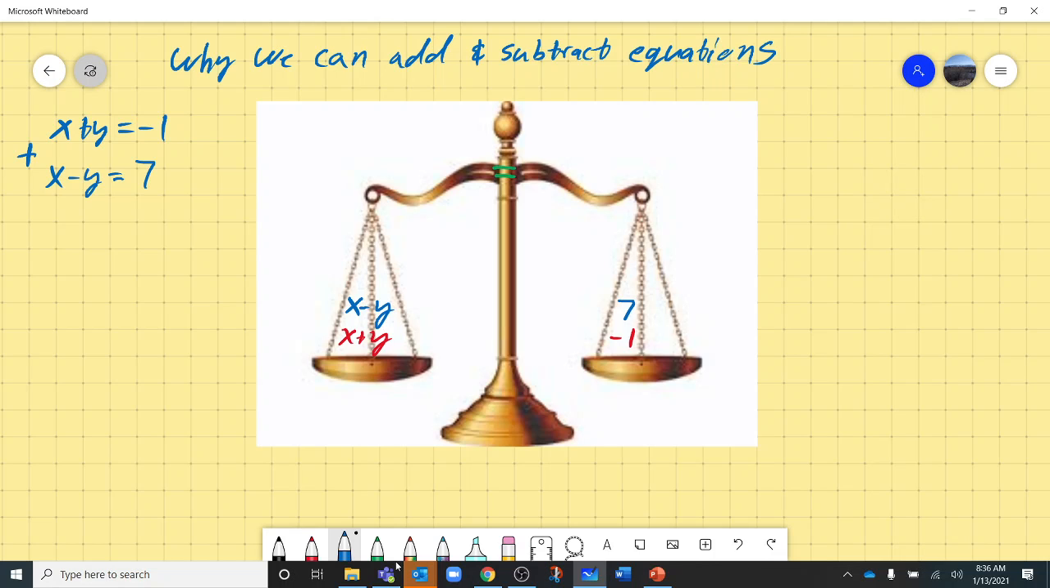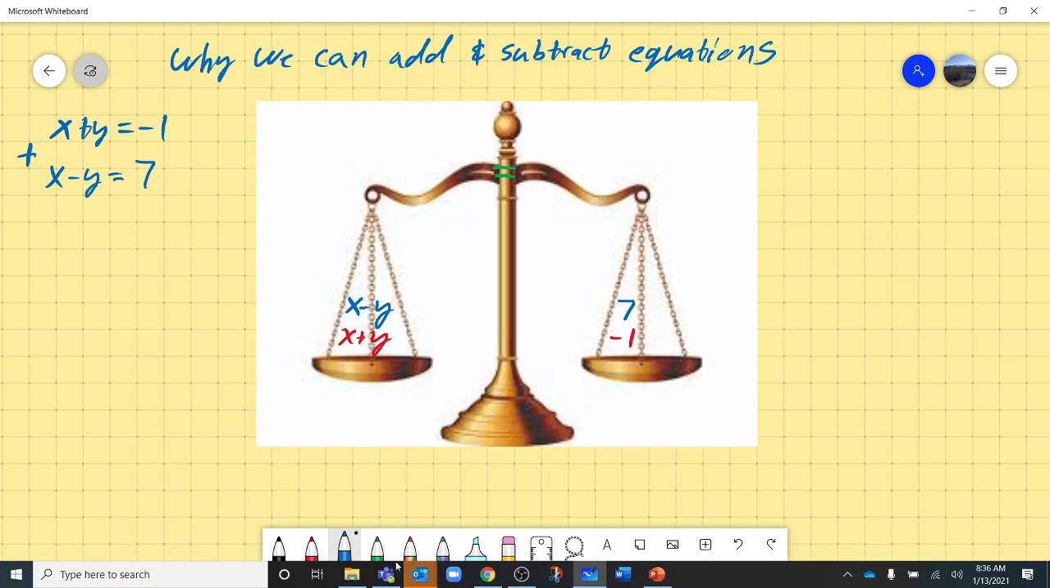If we're adding something to the left-hand side, in order to keep the scale balanced, because we can do anything we want to equations, we just have to make sure that the scale stays balanced. So if I'm adding an x minus y to the left-hand side, I have to add an x minus y to the right-hand side. But it doesn't have to look like x minus y, it just has to be equivalent to it. Think like you have an 8-pound weight and an 8-pound bowling ball. They weigh the same, so if you put one on each side of the scale, it's going to keep the scale balanced. Even though they don't look the same, it's the same weight.